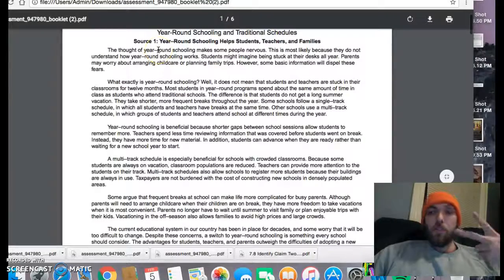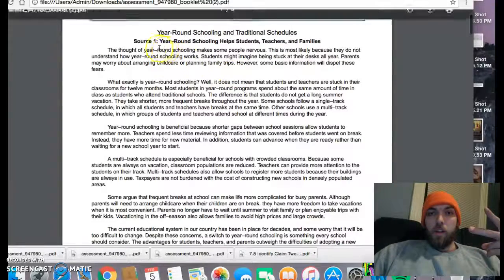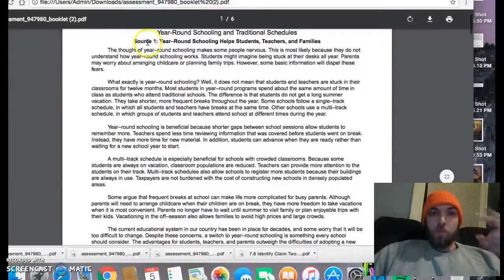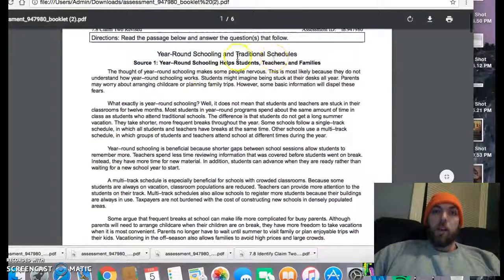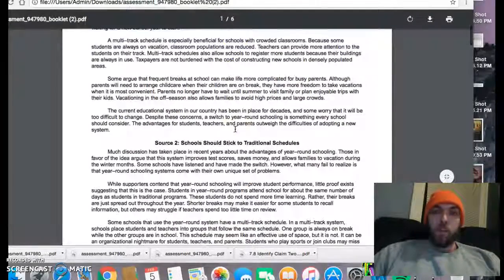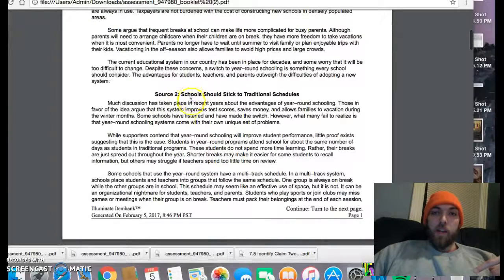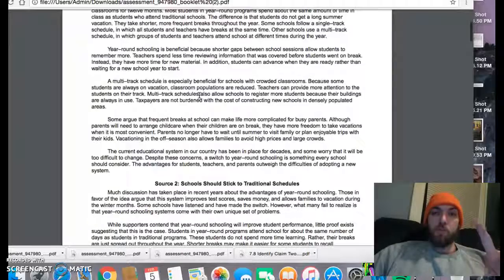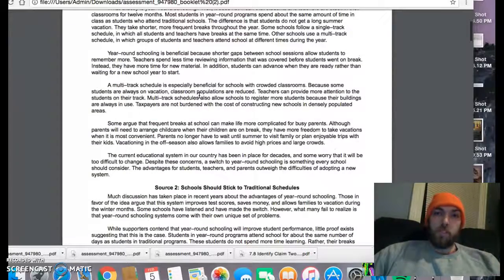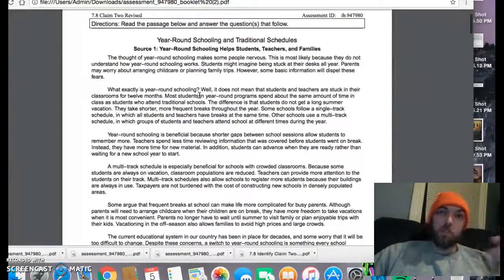So essentially, there are two different claims here, right? The first claim for the first source is trying to say that year-round schooling is the best option. That is their claim, that we should switch to year-round schooling. The main claim for the second source is that we should just stick to our regular schedule, that this is the best option, how we normally have it. Okay, so two different claims, two opposing sides, right? Anytime there's an argument, there's two different sides. This shows us an example of that.